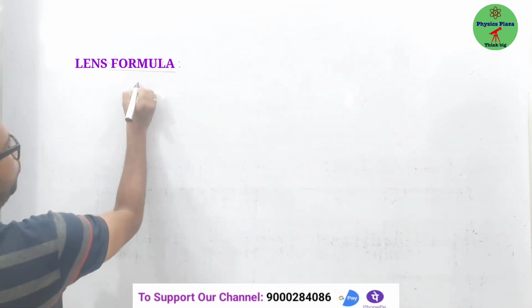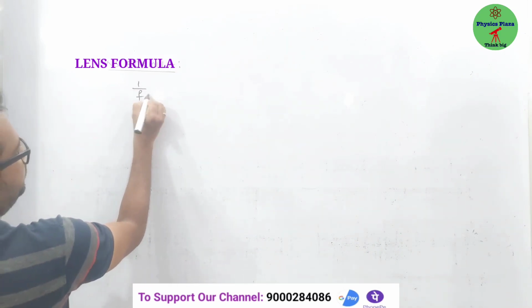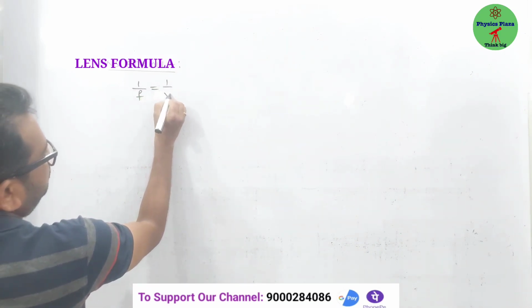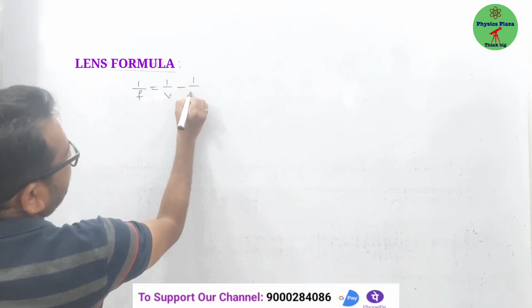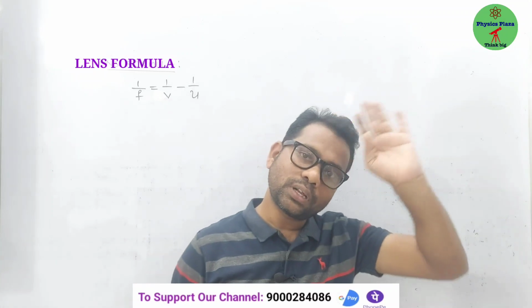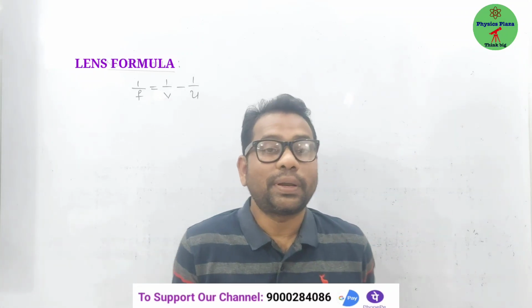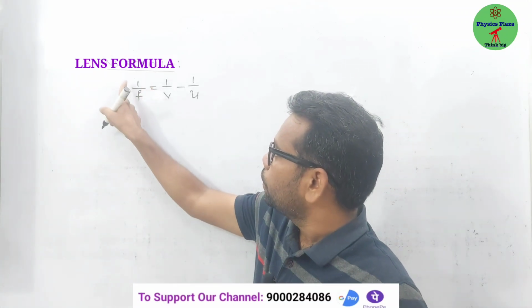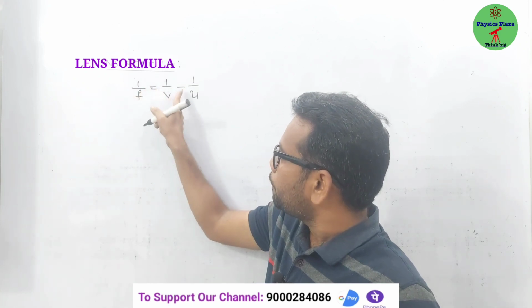So here is 1 by F is equal to 1 by V minus 1 by U. Some students are getting confused. They are writing plus, children. Plus means it's a mirror formula, which you learned up to 9th class, for spherical mirrors. It is a lens formula: 1 by F is equal to 1 by V minus 1 by U.